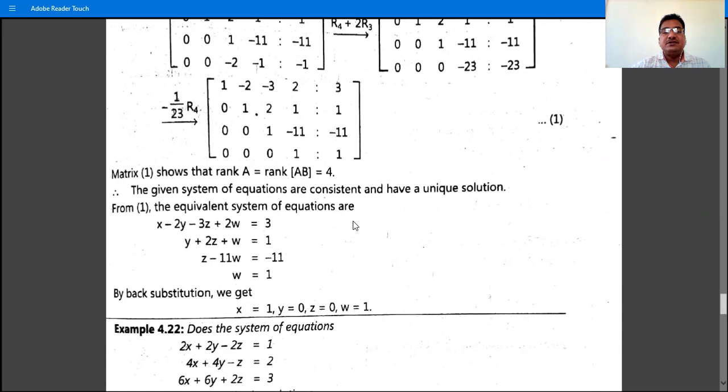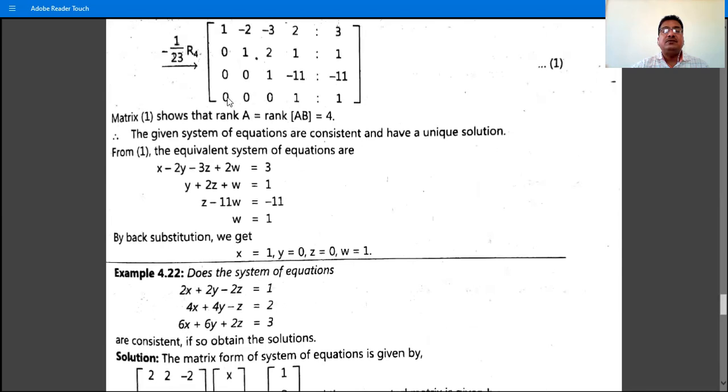So rewrite the system. 1 into x is x, minus 2y, minus 3z, plus 2w is equal to 3. This is the first equation. Then the second equation: 0 into x is 0, so 1 into y is y, plus 2z plus w is equal to 1. The next equation: 0 into x is 0, 0 into y is 0, 1 into z is z, minus 11w is equal to minus 11.